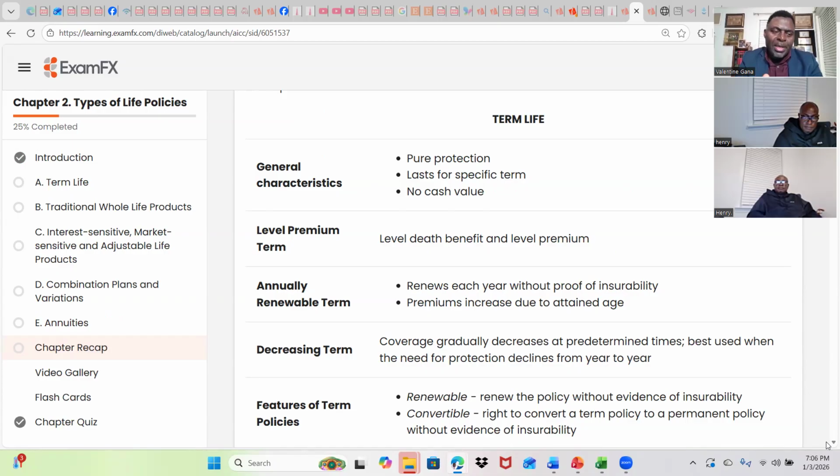The marketplace is so creative. They like to do a combination of this and that, and hybrids of this and that. But the main types of life insurance policies that we work with are term. Term insurance is cheap. It's one of the cheapest forms of insurance. But like we say, term lasts only for a certain duration of time: 5, 10, 15, 20, 25 years.